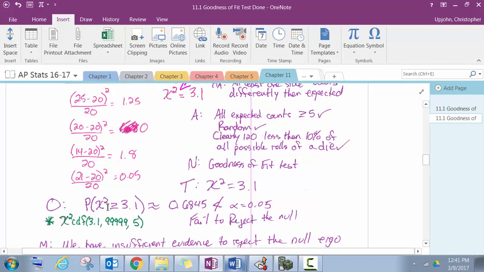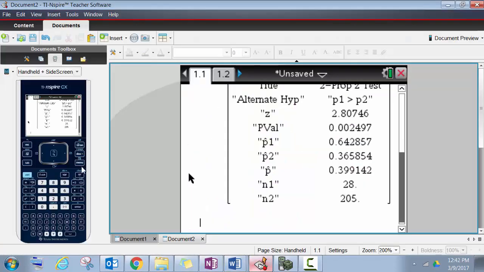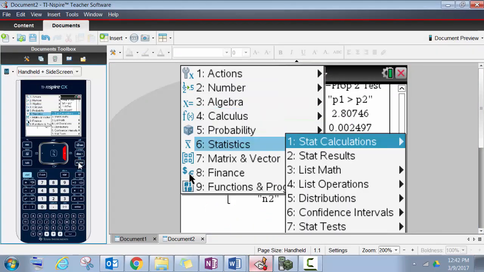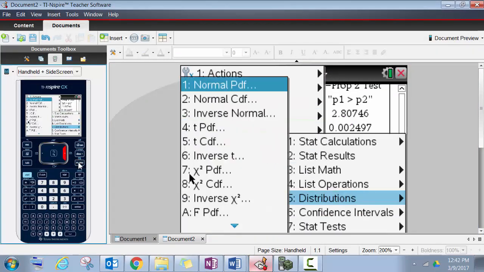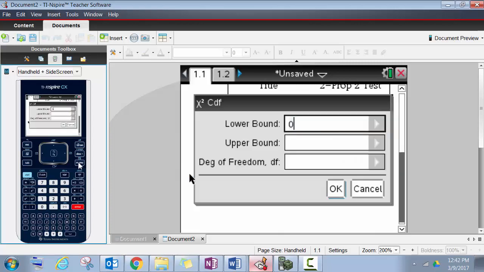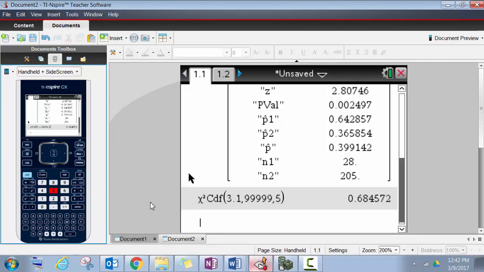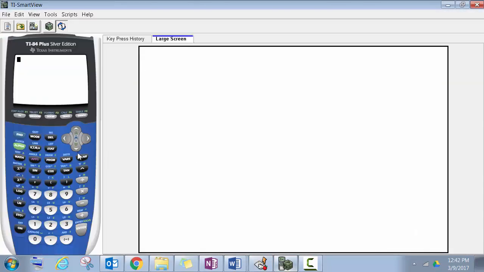So the probability of chi-squared being greater than 3.1, it's greater than because our tests are always greater than with chi-squared because they're always right-tailed. Now how do we get that? Under menu, statistics, distributions, chi-squared CDF. Lower bound is 3.1. Our upper bound is infinity, and degrees of freedom is the number of categories minus 1. There's 6 categories, either a 1, 2, 3, 4, 5, or 6. So degrees of freedom is 5. We're going to have low degrees of freedom, and that's okay. And there's our p-value.